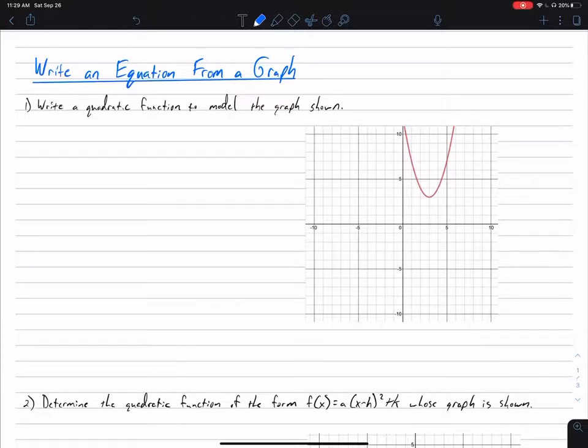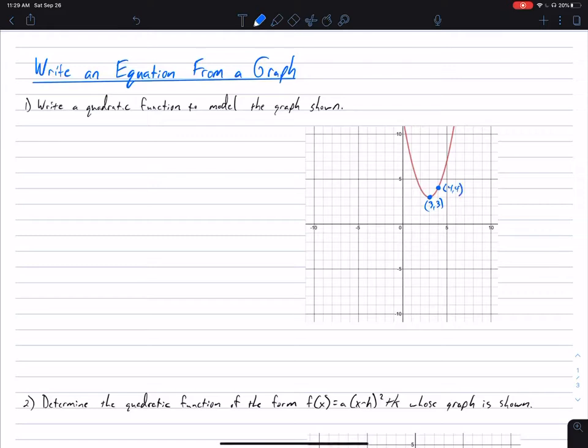In this video, we're going to look at writing an equation from a graph. So number one, they tell us to write a quadratic function to model the graph shown. So I'm going to label a couple points here. I've got the point (3, 3) there. To make my life easy, I'm going to use this point (4, 4).